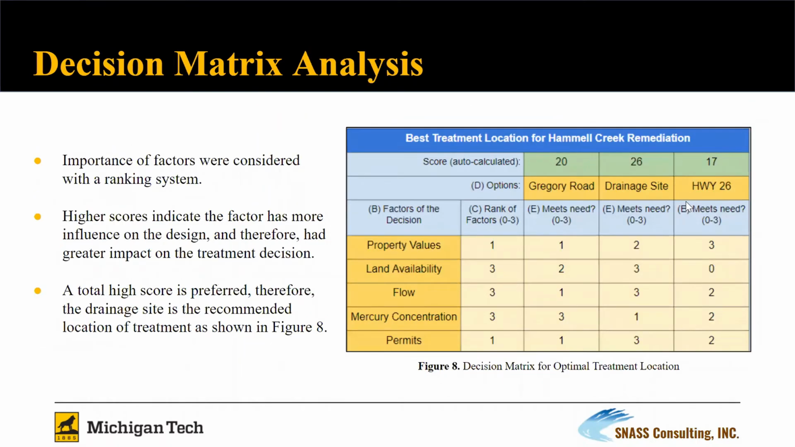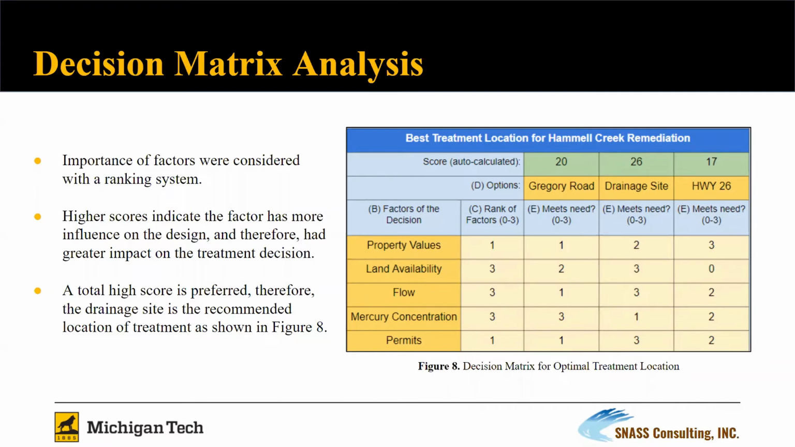So this is our decision matrix here. We used a ranking system of the factors to determine the weight that each of the factors had in the final decision. In column C, you can see the ranking of those factors. 3 indicates that it is the most important. So for ours, that ended up being land availability, flow, and mercury concentration.